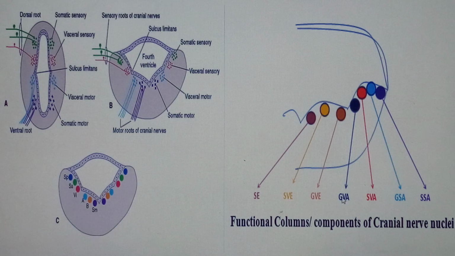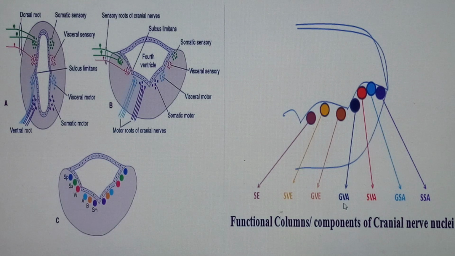So the first one that we find here in the afferent column, in the sensory column, yes, is this first column that I have over here, GVA. And my friends, the GVA stands for general visceral afferent.